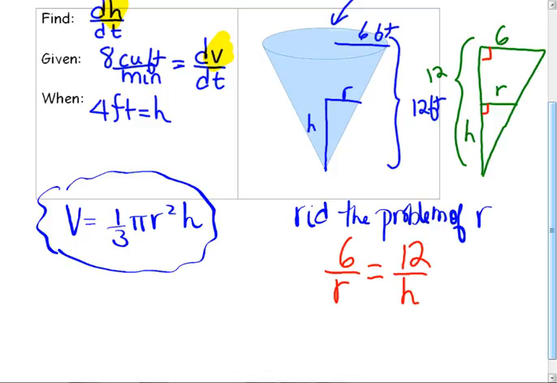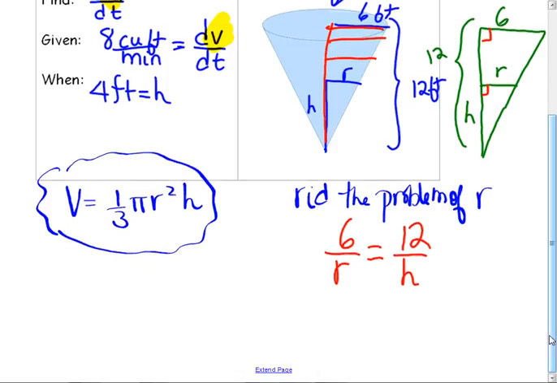Some people want to put in H right now. No, you can't do that. You have to have everything in terms of the variable. Take the derivative and then put in H. Because if you put in H now, R is a constant. And R is not constant, is it? No, look at the radius here. The radius here, and one at the top, it's 6 feet. So R is not constant.